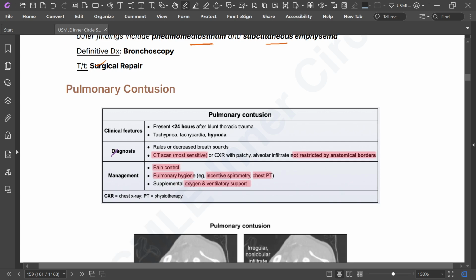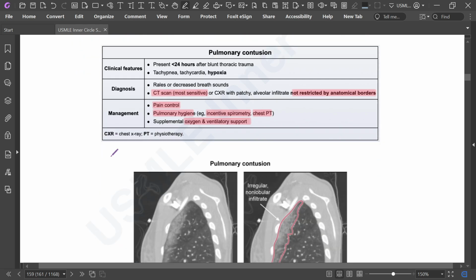Now the last topic, pulmonary contusion, very high yield. It is very tough to diagnose a case of pulmonary contusion. It presents less than 24 hours after blunt thoracic trauma. There may be tachypnea, tachycardia and hypoxia. Diagnosis: rales or decreased breath sound.